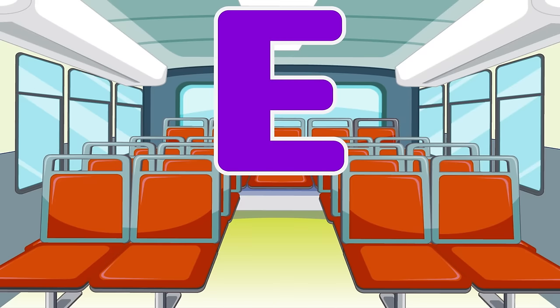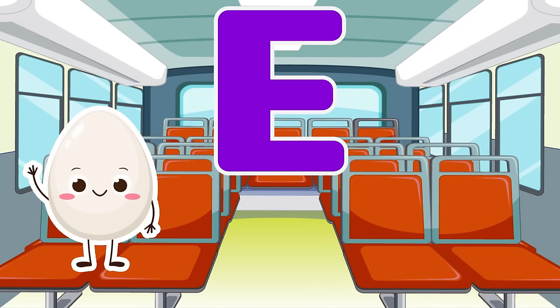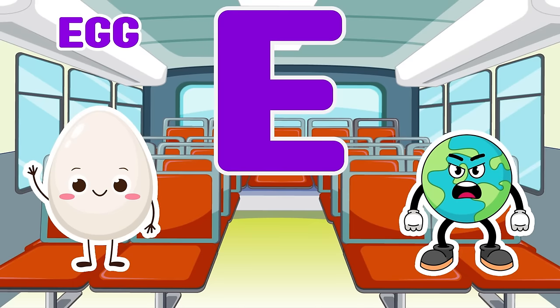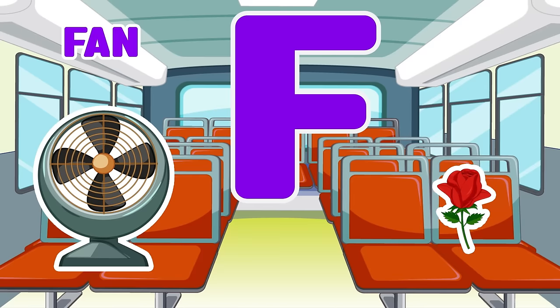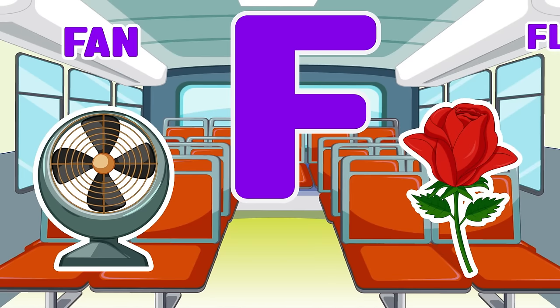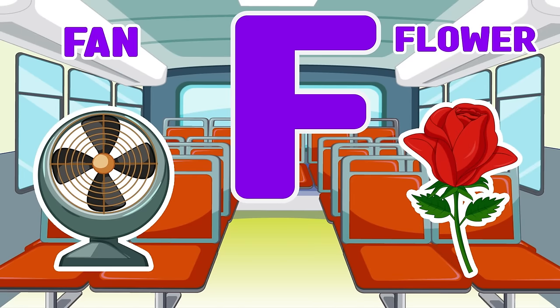E is for eggs. E, e, eggs. E is for earth. E is for a, a, a, a, eggs. E is for a, a, a, a, earth. F is for fan. F, f, fan. F is for flower. F, f, flower. F is for f, f, f, f, fan. F is for f, f, f, f, flower.